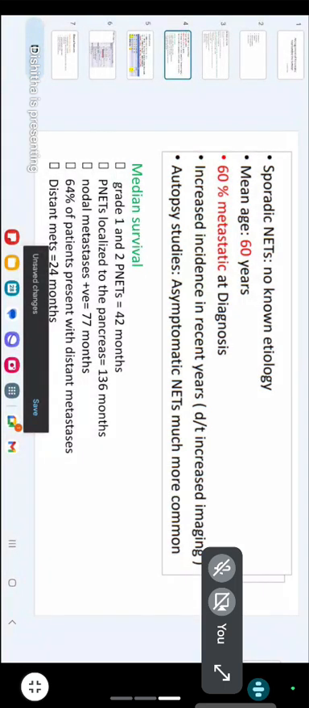Increased incidence is seen in recent years because of the increased imaging, and the median survival for grade 1 and grade 2 is almost 42 months. This is including everything, but when they're localized to the pancreas, the survival is almost 136 months. When they present with nodal mets, the survival is 77 months. And 64% of the patients present with distant mets. In that case, the survival comes down to 24 months.